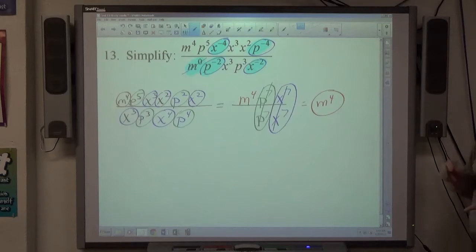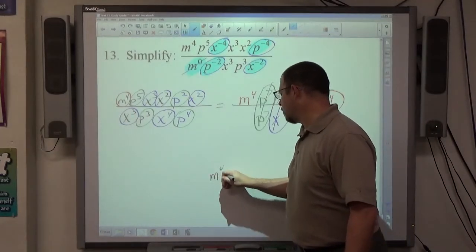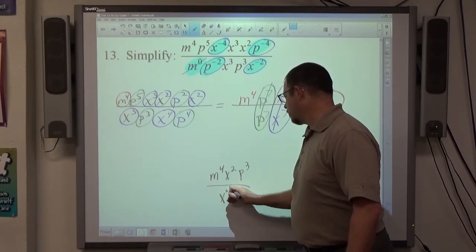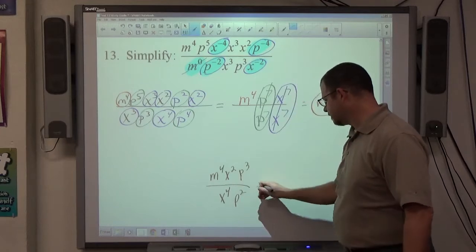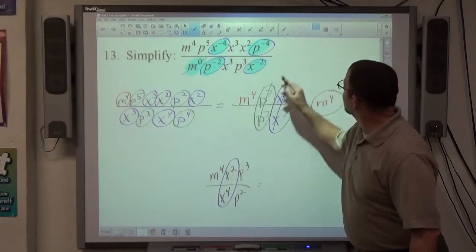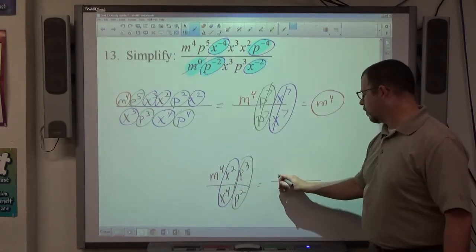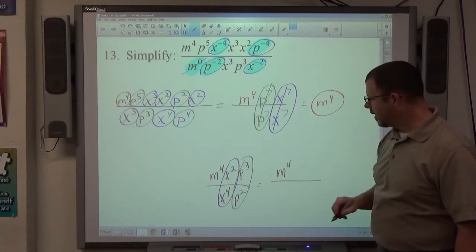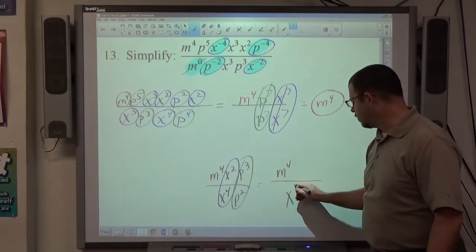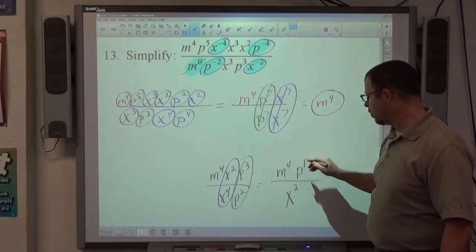On the test, I can't guarantee that happens. Let's just say the other scenario. Let's suppose we got to m to the fourth, x squared, p to the third, over x to the fourth, p squared, something like that. Looking at the x's here and the p's here, m to the fourth, of course, is perfectly fine where it's at. X belongs on the bottom because 4 is bigger than 2. 4 minus 2 is 2. P belongs on top because 3 is bigger than 2. 3 minus 2 is 1.